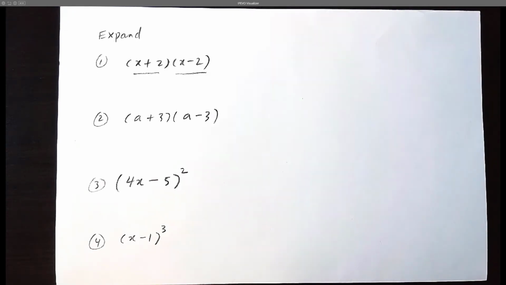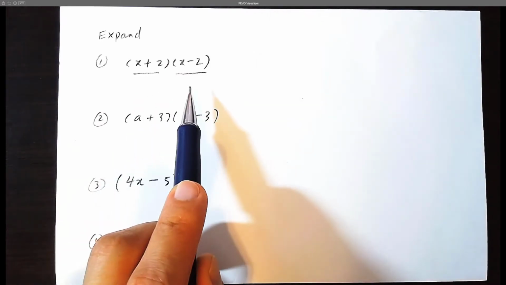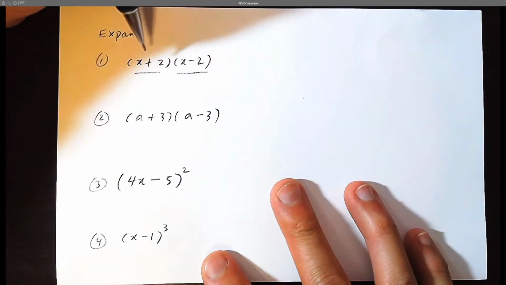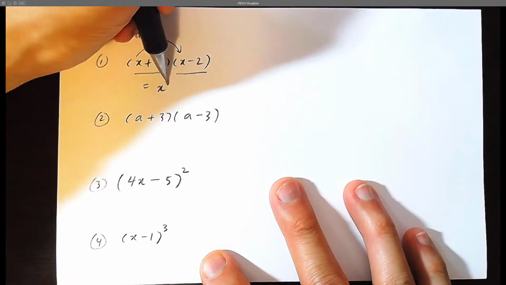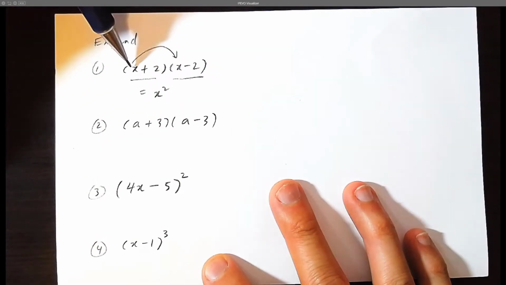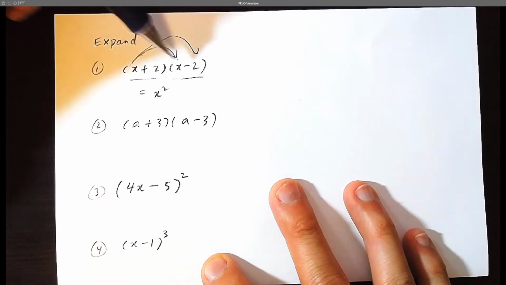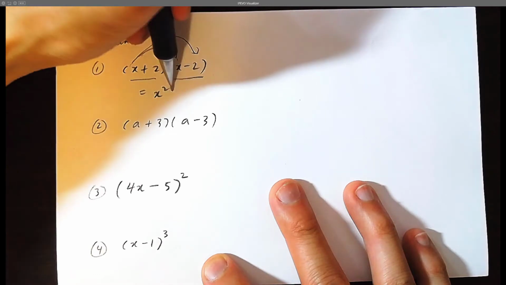Let's continue practicing expanding polynomials. We have a binomial multiplied by a binomial. X times x is going to be x squared. First, you feed the dog and then you feed the cat. X times negative 2 is going to be negative 2x.